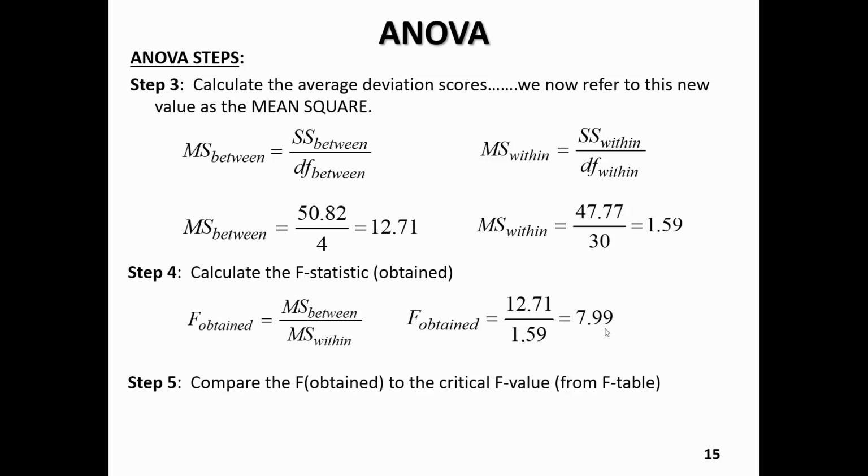I then take this value and compare it to the critical value. Recall that the critical value was obtained from the F table, not from the actual data. We needed the sample size, the number of groups, and our alpha level of 0.05, sometimes expressed as a 95% confidence level, for our F value, which we determined to be 2.69. So we're going to compare those two values.